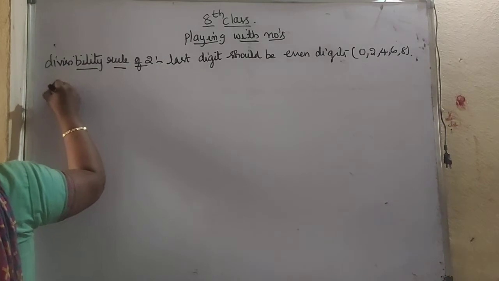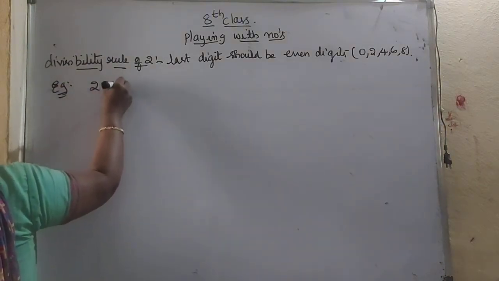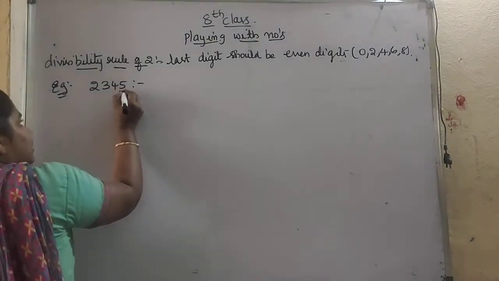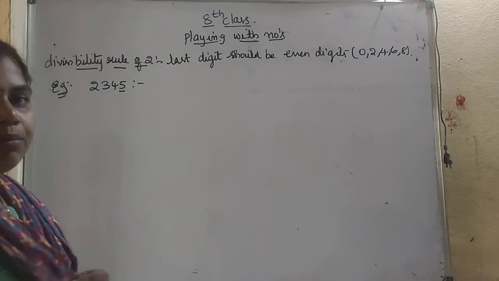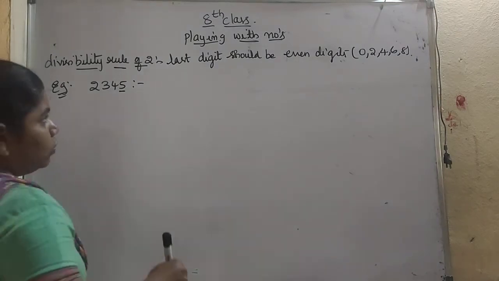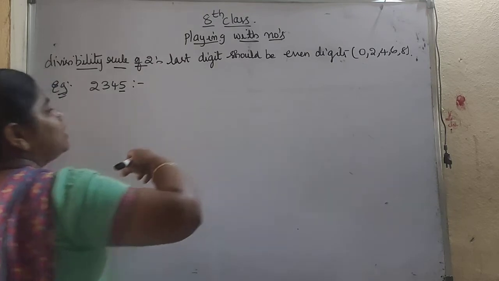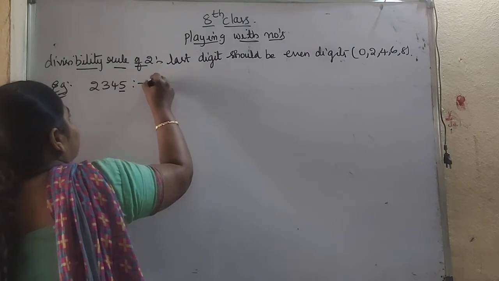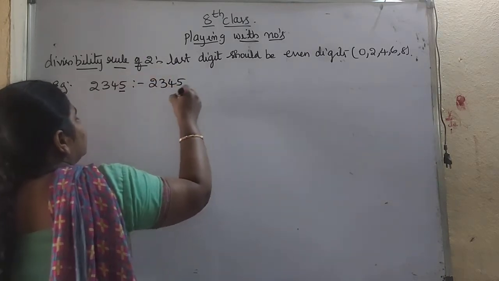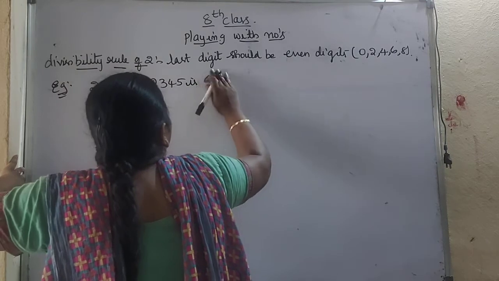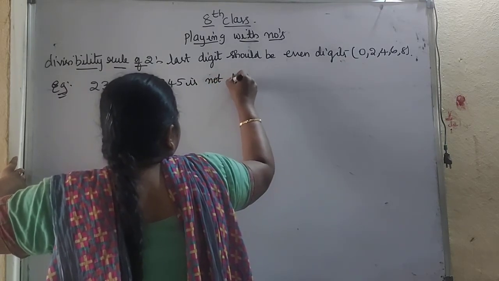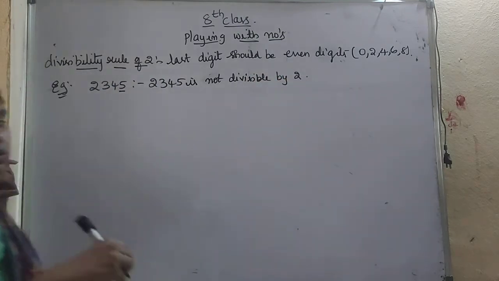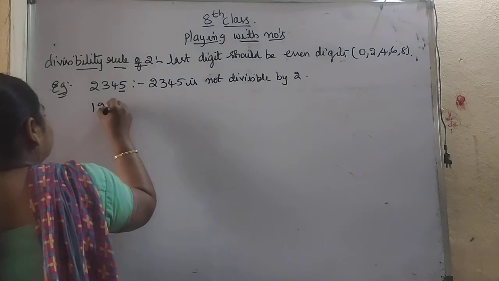So we will take one example here. What is the last digit here? The last digit is 5. Is 5 an even number or an odd number? 5 is an odd number. But what is the condition? The last digit should be an even digit. But here we got an odd digit. So we can say 2345 is not divisible by 2.